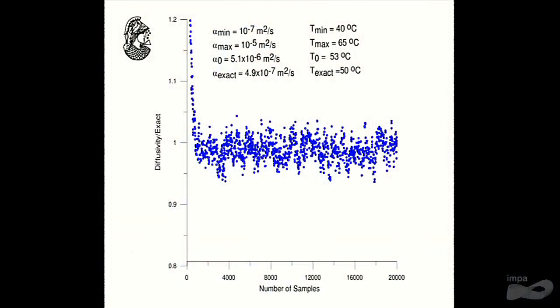We are going to talk about what we mean by converging, what we mean by an equilibrium distribution. And of course, another very important point here is how we select the proposal distribution.